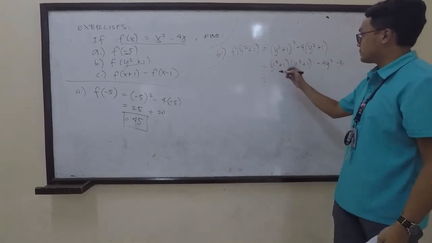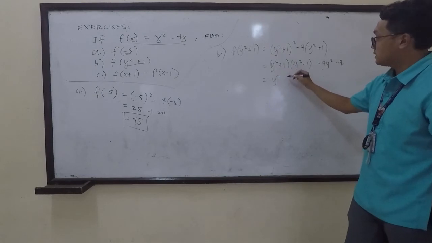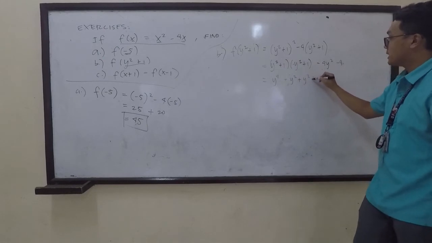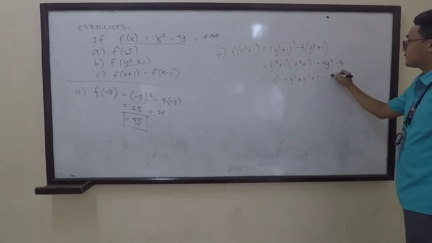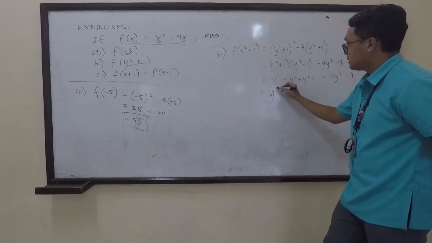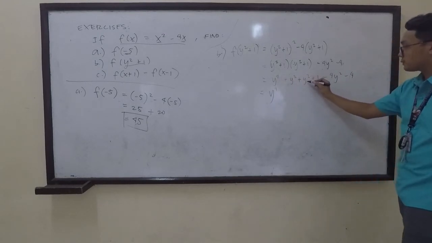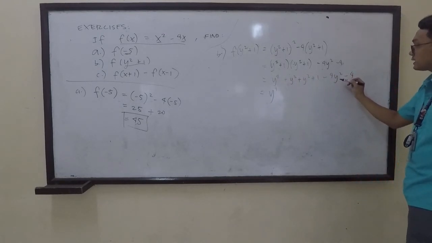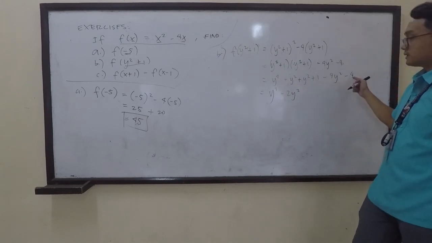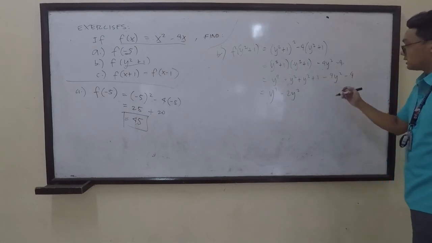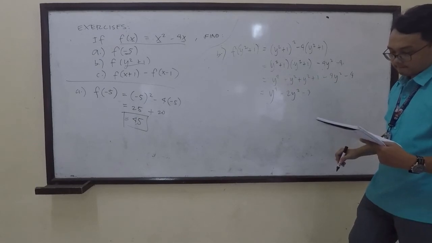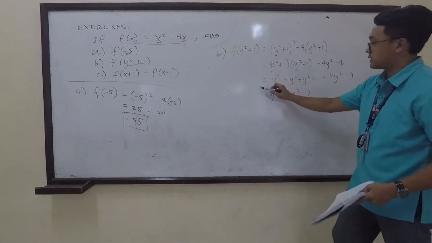Then simplify this one. So this is y raised to 4 plus y squared plus y squared plus 1 minus 4y squared minus 4. Simplify again. This is y raised to 4, then y squared plus y squared minus 4y squared, which is negative 2y squared. Then 1 plus negative 4, or 1 minus 4, is negative 3. Okay, so this is the answer.